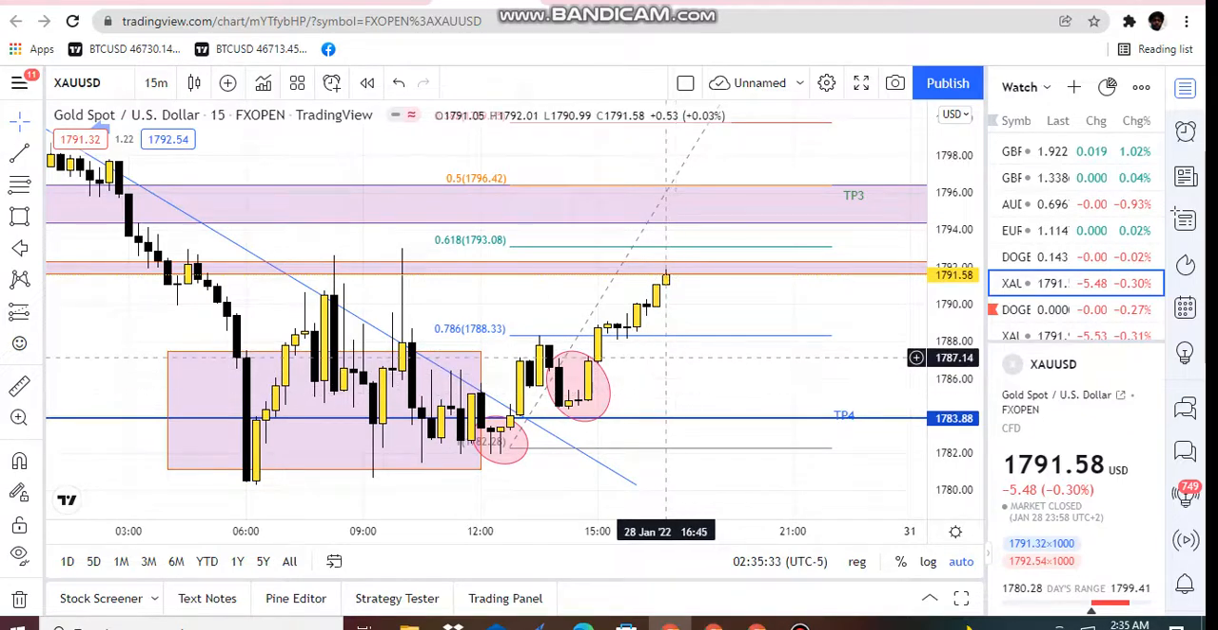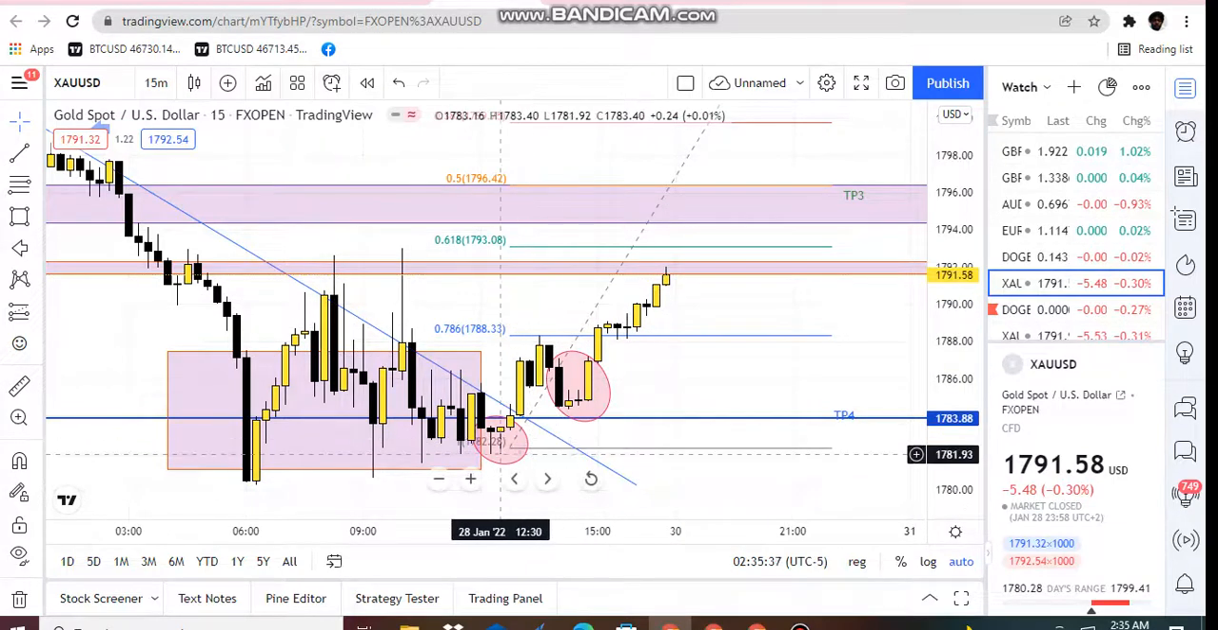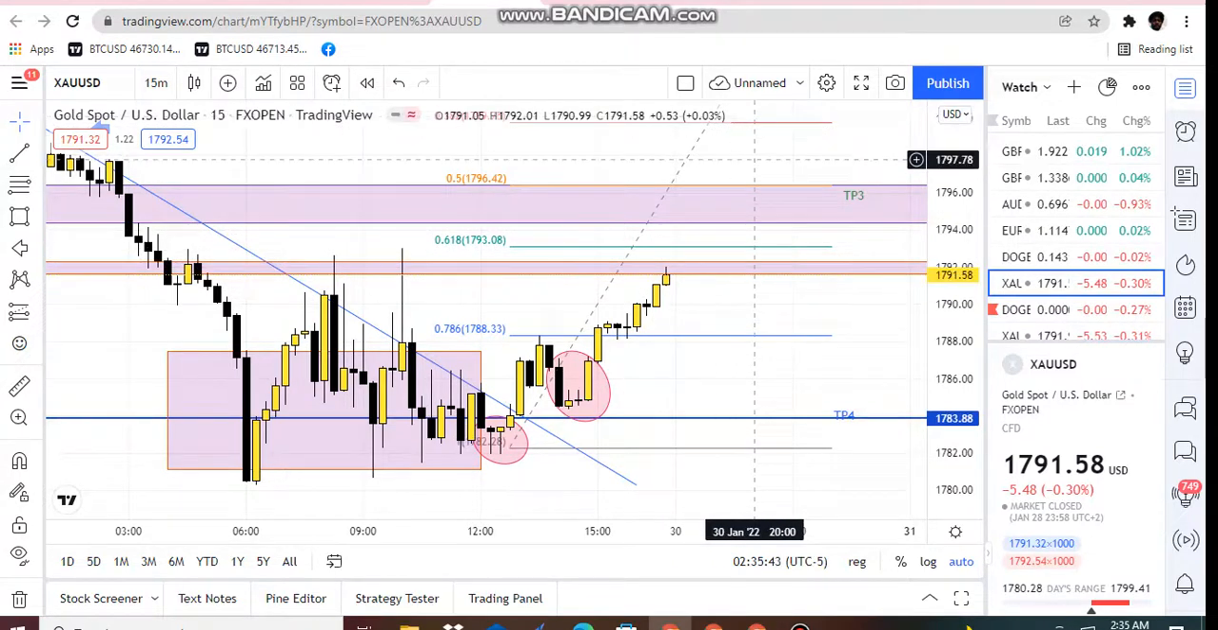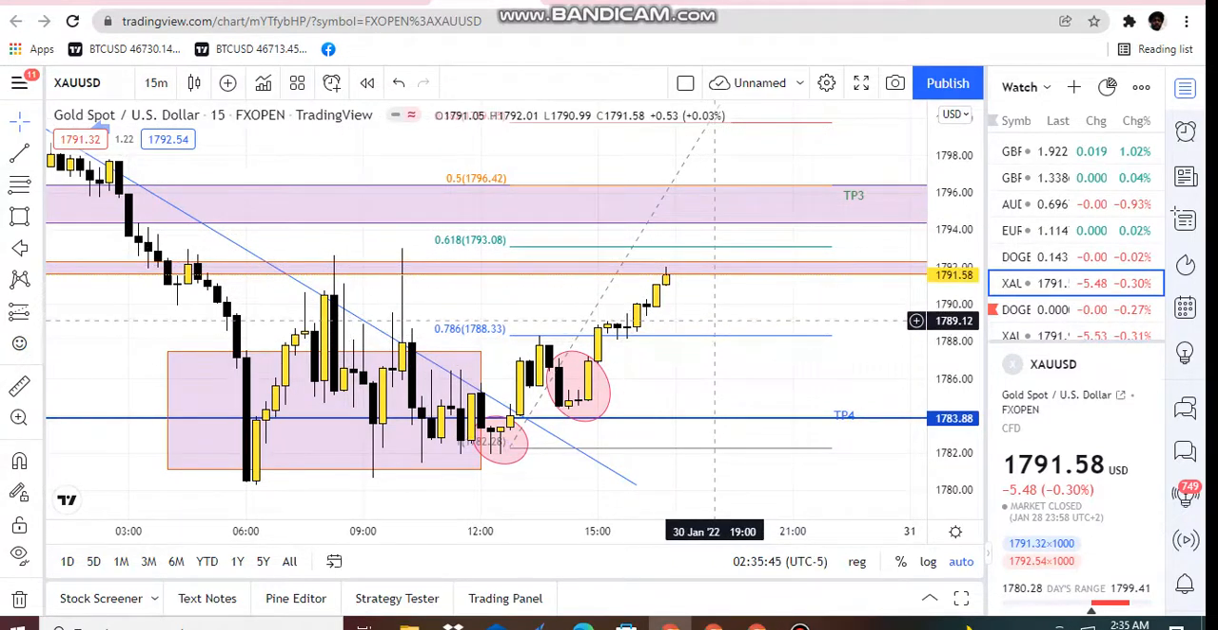So we will just watch it. You can watch it after you get in for a buy. You just watch price go up. Be patient. Just watch it go up. And that's how you trade that.